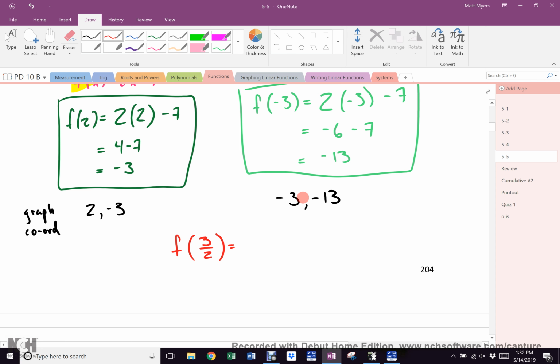So for this one is negative 3, negative 13. So what's the number you get and the number that comes as the output? Just like we just did twice, yes. So what will I be writing here? 2, 3 over 2. What do the 2 and 2 do? Cancel. 3 minus 7 equals negative 4. What is the point that will go on the graph? 3 halves, which is also 1.5, and negative 4.